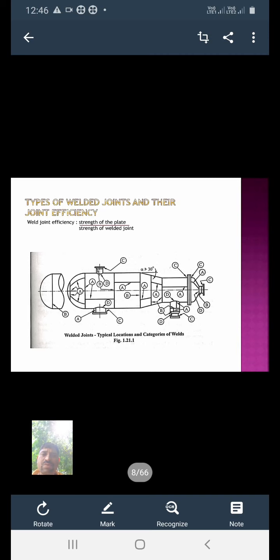Consider this location and categories of welded joint with the help of that figure. How to calculate the welded joint efficiency? It is the ratio of strength of the welded joint to the strength of the plate. Okay, in this category we'll see one by one.